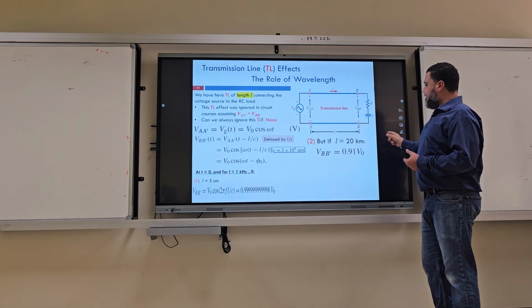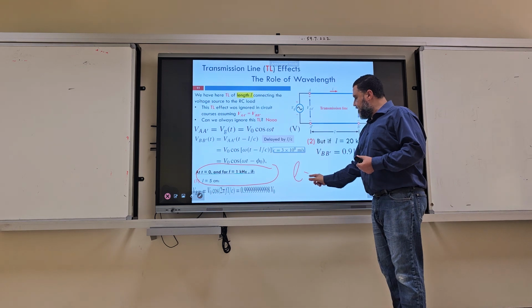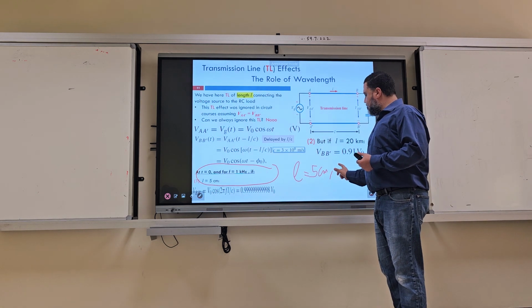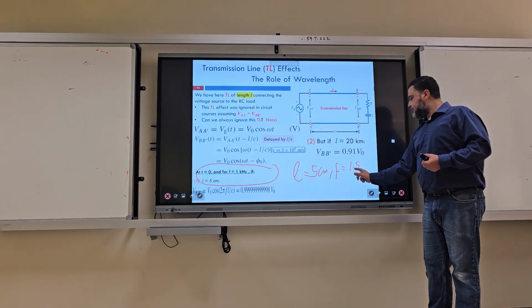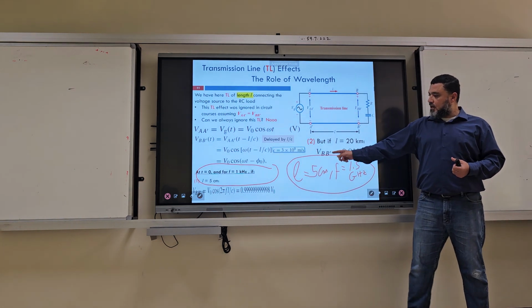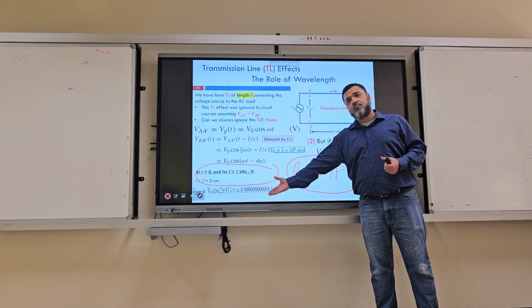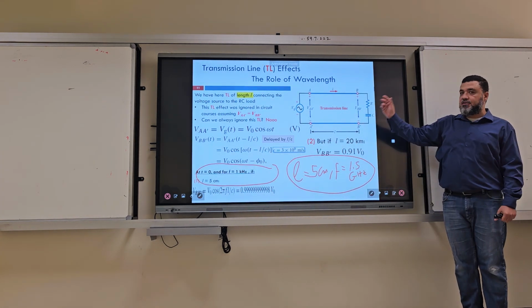Let's go back to L equal to 5 centimeters. Assuming L is 5 centimeters and the frequency, instead of 1 kilohertz, becomes 1.5 gigahertz. So same length, 5 centimeters. At 1 kilohertz, the two voltages are almost the same. Now the frequency becomes 1.5 gigahertz. What is VB?